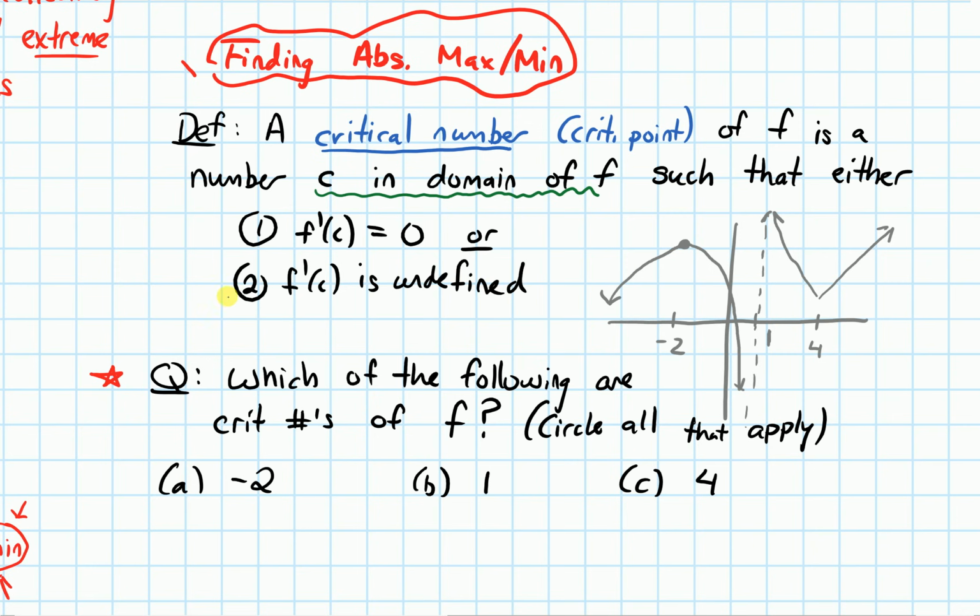I want to begin with a warm-up problem to get comfortable with what critical numbers look like graphically. So I have this graph of a function, some function y equals f of x drawn here. There are three different values that I'm asking you about: one is when x is -2, one is when x is 1, and one is when x is 4. The question is, which of the following are actually critical numbers of f? Circle all that apply. It might be some of these, it might be all of them, it might be none of them.